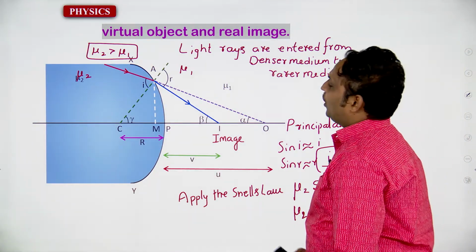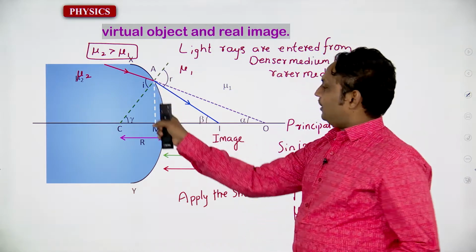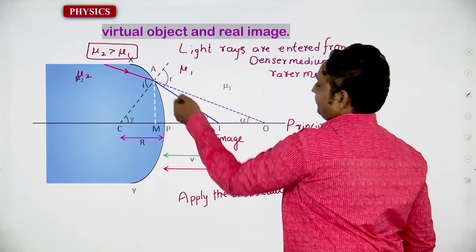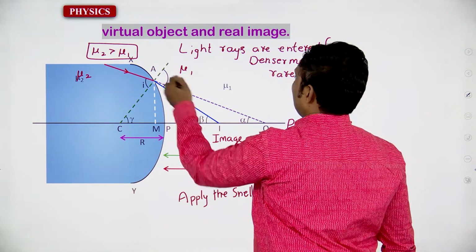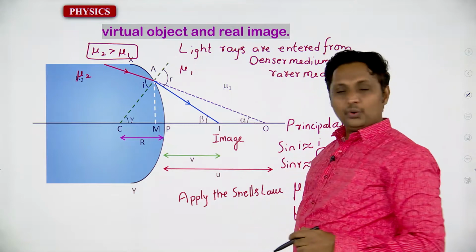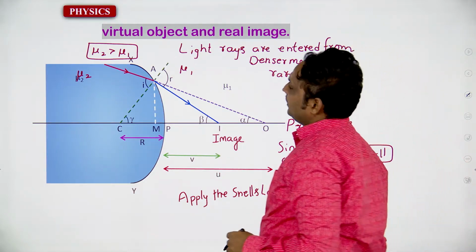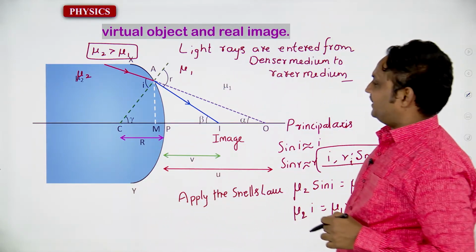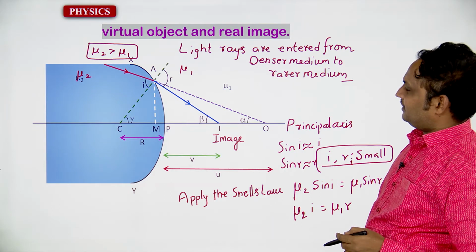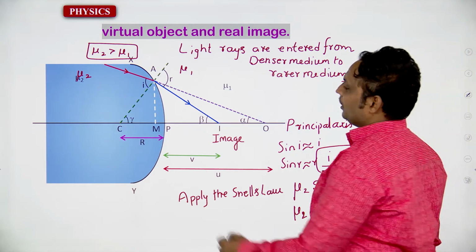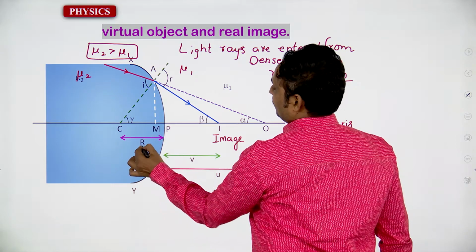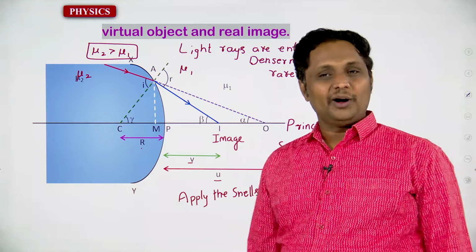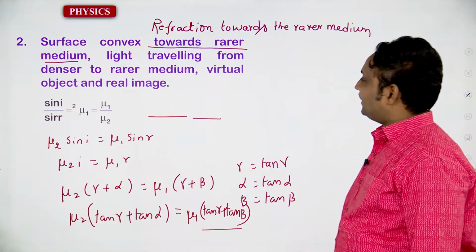If you want to get tan alpha, just consider the triangle AMB. You want to get the tan alpha, so you have to consider AMO. It's very clear. If you consider this triangle ACI, you will get that. In terms of R, v and u, you will get tan alpha, tan beta and tan gamma. After that you have to substitute, that is very clear.